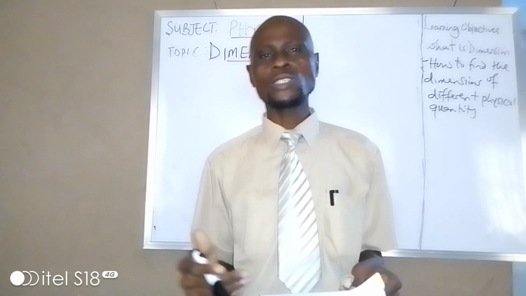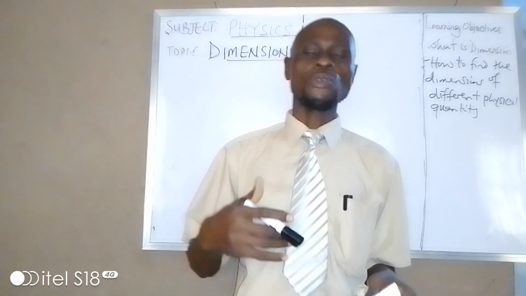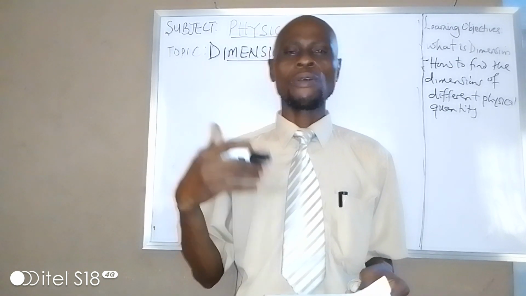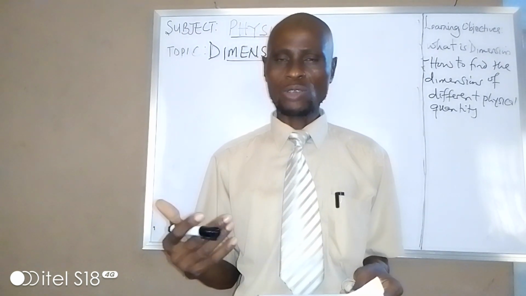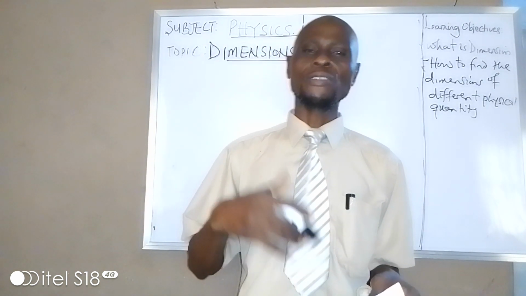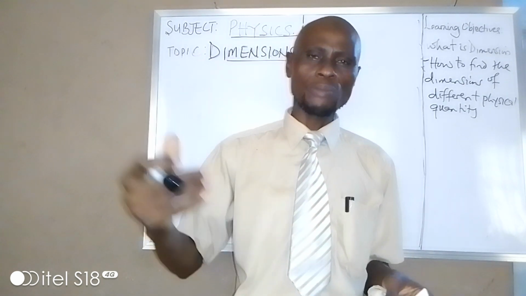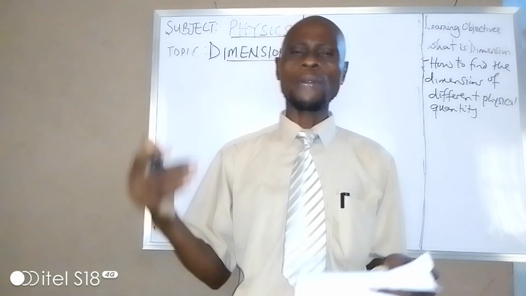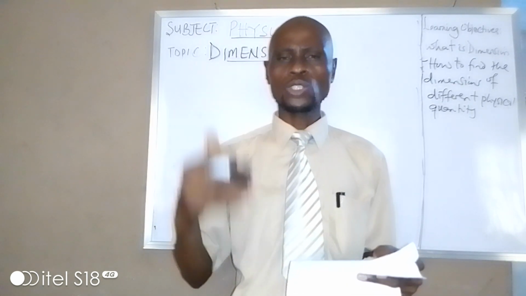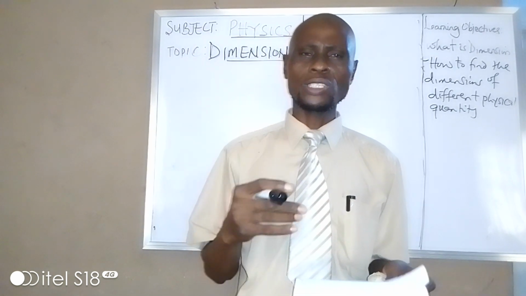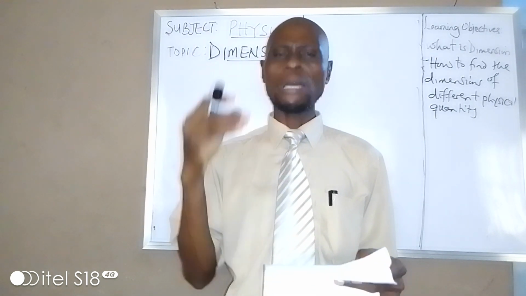Examples of fundamental quantity, we said, are what? Mass. We have time. We have what? Length. We have current and the rest, electric current. And we also talked about derived quantities. These are the ones that we get from fundamental quantities, either by multiplication or by division, whichever way. But today we want to look at dimension.